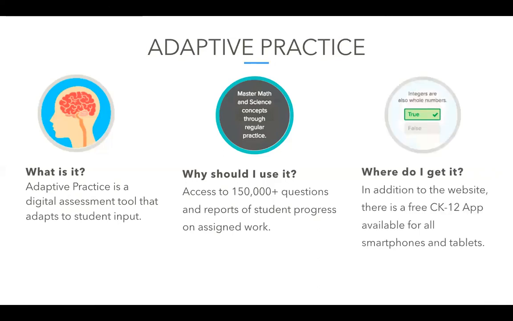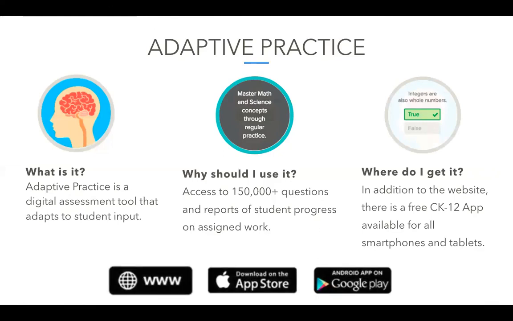And where can you find it? You can find adaptive practice on the CK12 website through any concept or through the adaptive practice icon. There's also a free CK12 app available for all smartphones and tablets. This tool and the matching app provide the ability for students to practice at their own pace on any electronic device, whether in school, at home, on a bus, or on the way to a game.